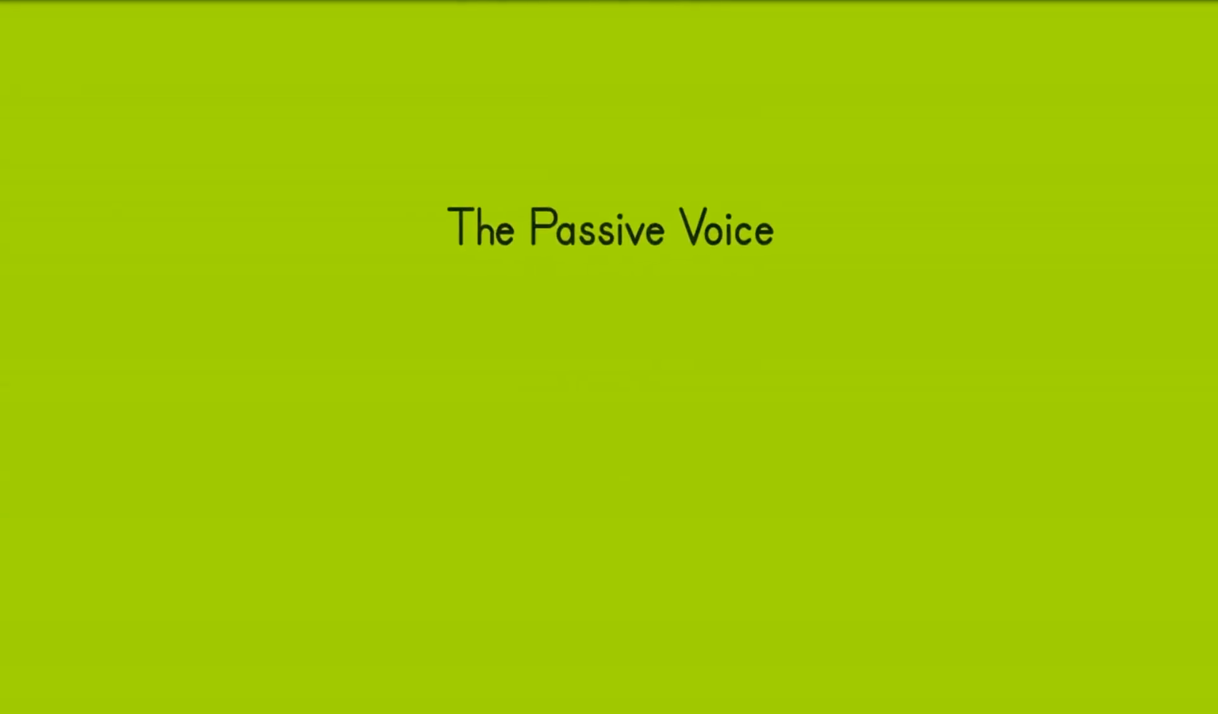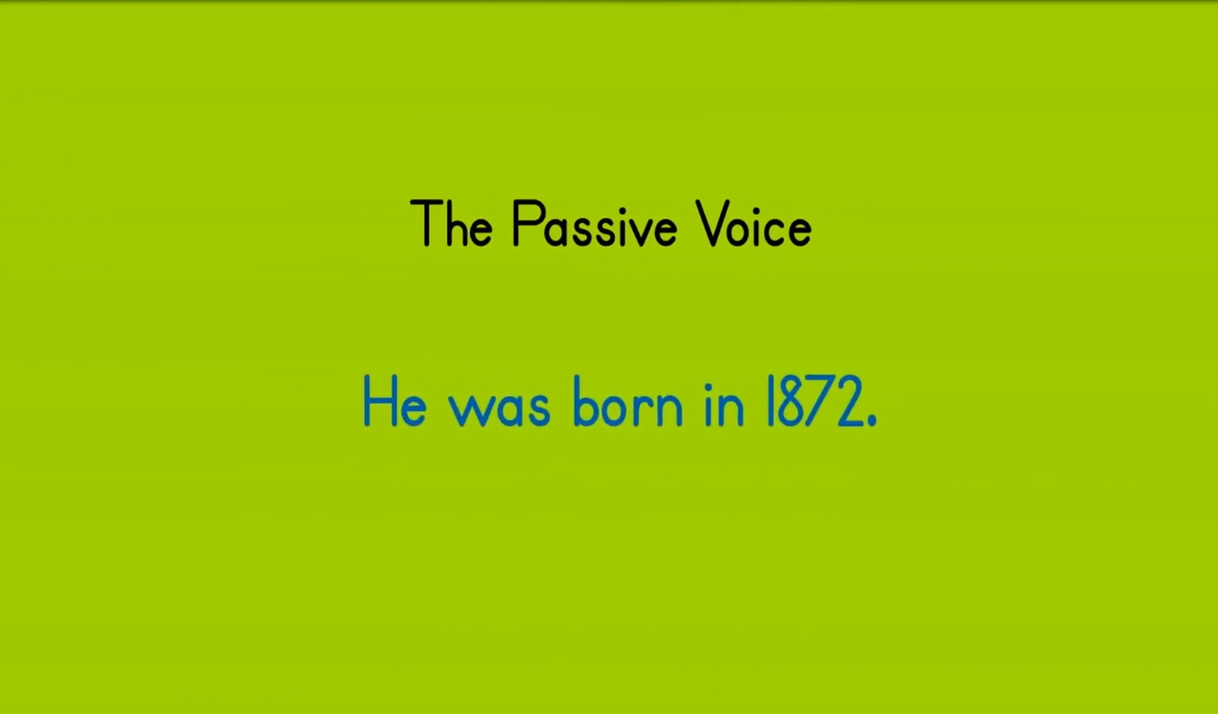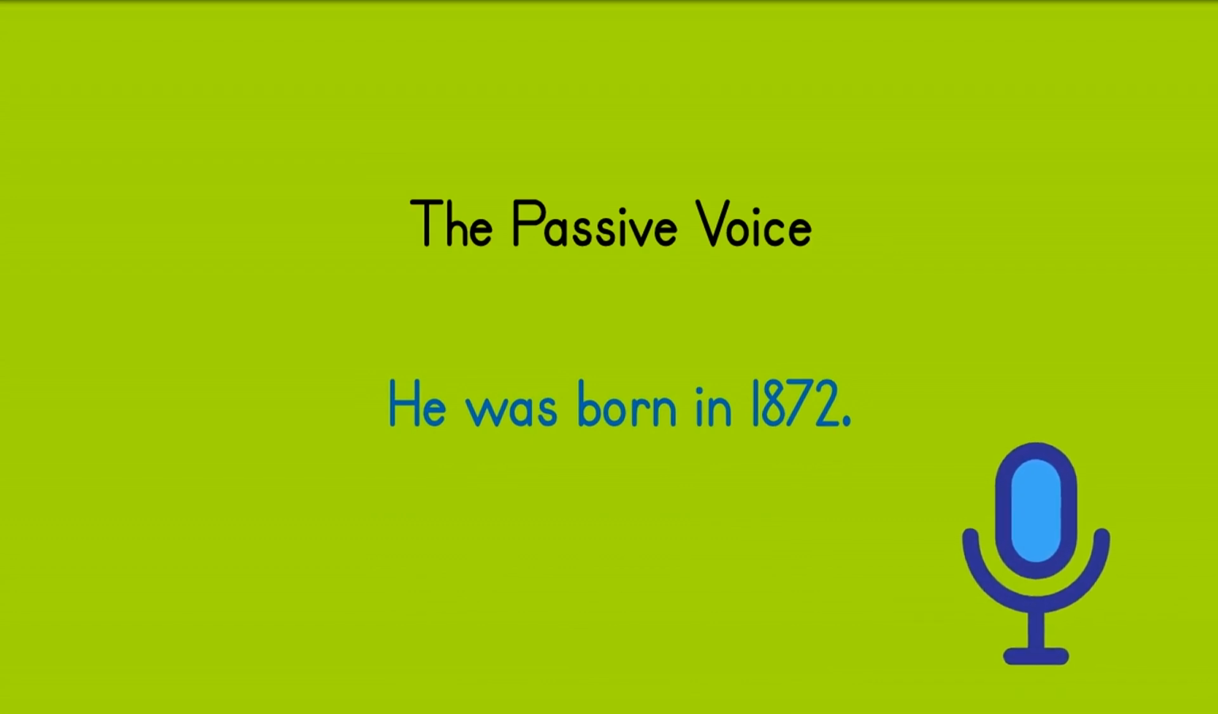The active voice comprises most sentences either spoken or written in English, and it emphasizes who or what performs an action. The passive voice, on the contrary, emphasizes the action and who or what receives the action. In using the passive voice, the object is more important than the subject, the action itself is more important than the subject, or we do not know who or what the subject is.